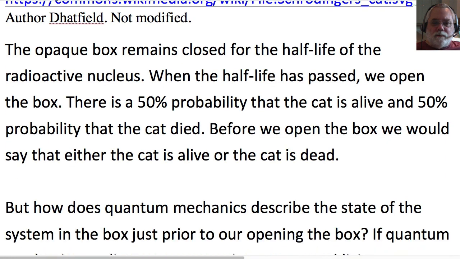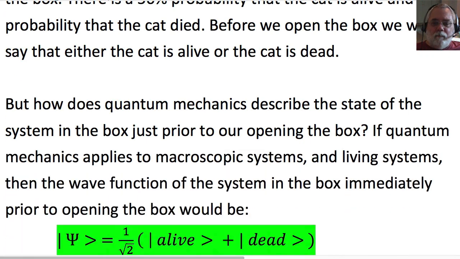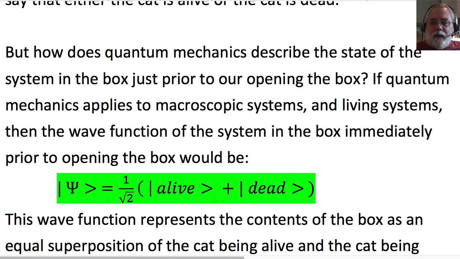The opaque box remains closed for the half-life of the radioactive nucleus. When the half-life has passed, we open the box. There's a 50% probability that the cat is alive and 50% probability that the cat died. Before we open the box, we would say that either the cat is alive or the cat is dead. But how does quantum mechanics describe the state of the system in the box just prior to our opening the box?